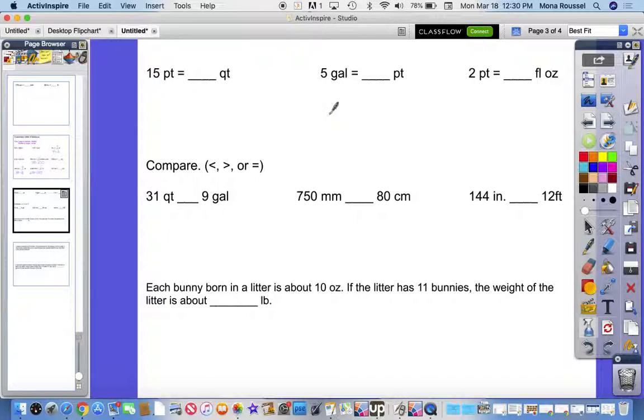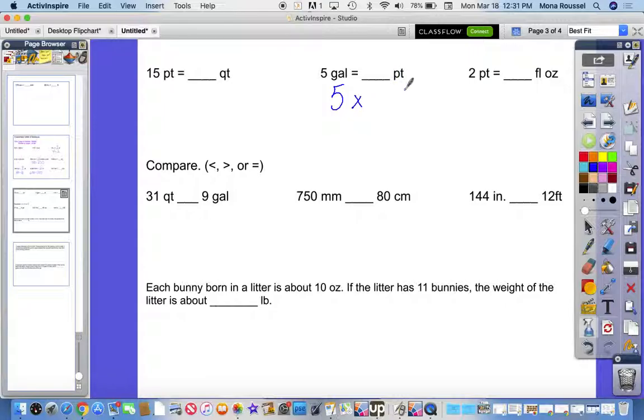If we get to some other examples, we have 5 gallons. We'll do this one next, 5 gallons into pints. If we're converting gallons into pints, that's a larger unit of measure to a smaller unit of measure. Larger to smaller would be multiply. We're multiplying 5 gallons times the number of pints in a gallon.